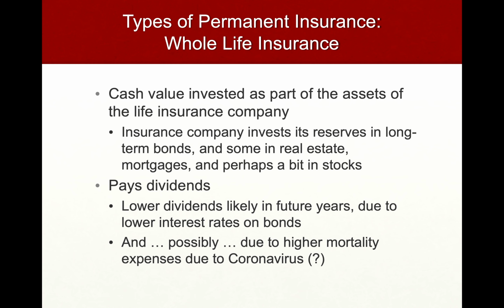With whole life insurance, the insurance company pays dividends on the amount of the cash value, and sometimes there are lower dividends. They're likely to be lower in future years because of the lower interest rates on bonds that are being bought by life insurance companies now. And possibly there could be higher mortality costs if the coronavirus does not get put under control and we have 1 million people die in the United States, heaven forbid. Then basically insurance companies are paying out a lot of claims, and the mortality costs that they have rise, and that would reduce their dividend rates substantially.